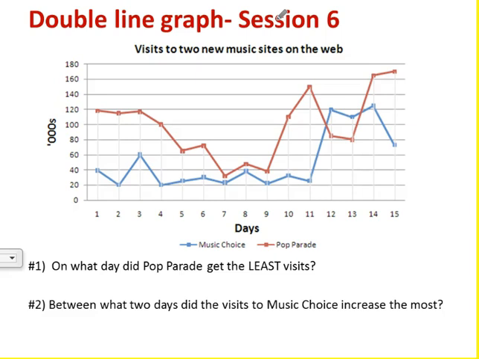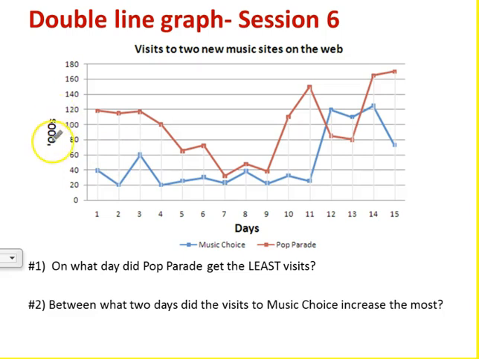So one way we can analyze data is to create a double line graph so that we can compare 2 different sets of data. So here, let's take a look at what this graph is all about. We're going to read all of our labeled axes to figure out what this graph is all about. The title says Visits to 2 Music Sites on the Web. So going to 2 different music sites on the internet, and the days, the first day, the second day, the third day, the fourth day, and how many visits there were.